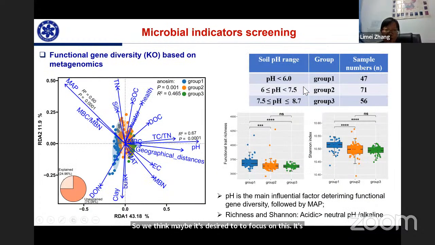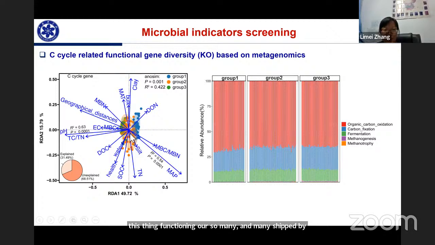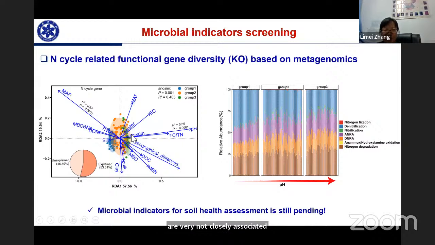Yeah, we also tried a lot of metagenomic analysis. We did metagenomic analysis for 160 samples, all based on the KO functional gene database. All these functional genes are also mainly shaped by soil pH, and very close to each other, like carbon or nitrogen processes, but mainly clustered by soil pH, not very closely associated with soil health grade, something like this.